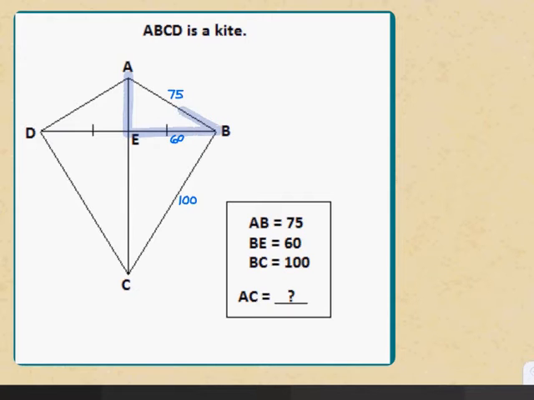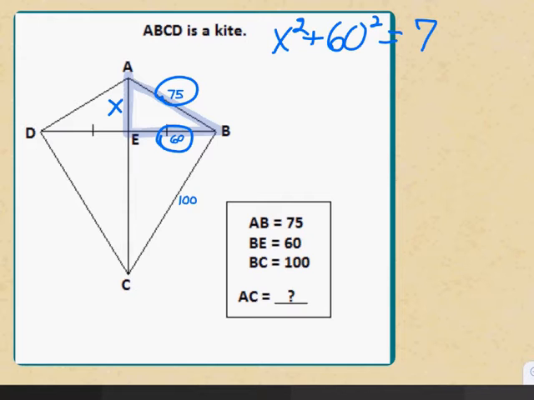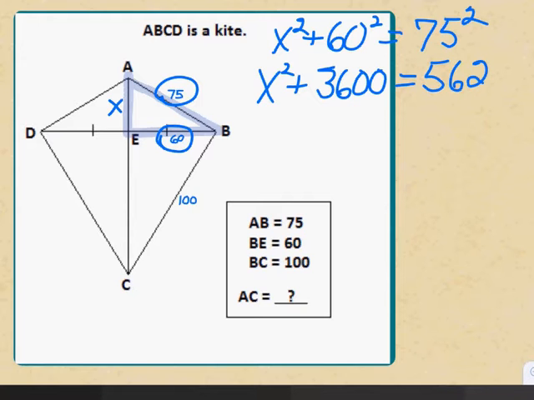Triangle AEC is a right triangle where we know two out of the three sides. So we're going to use the Pythagorean theorem to solve for x. So we have a squared plus b squared equals c squared. So we have x squared plus 3,600 equals 5,625, which is 75 times 75. So just use your calculator to do that.